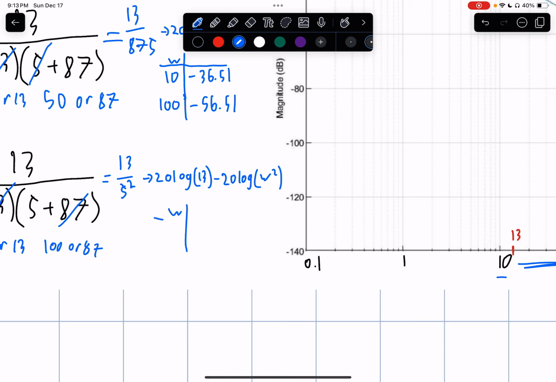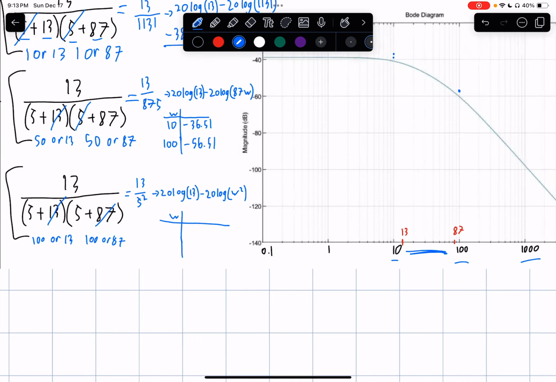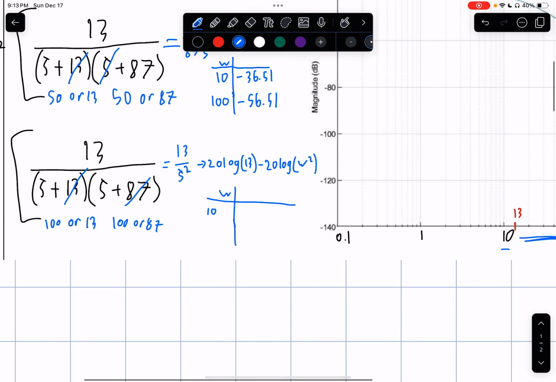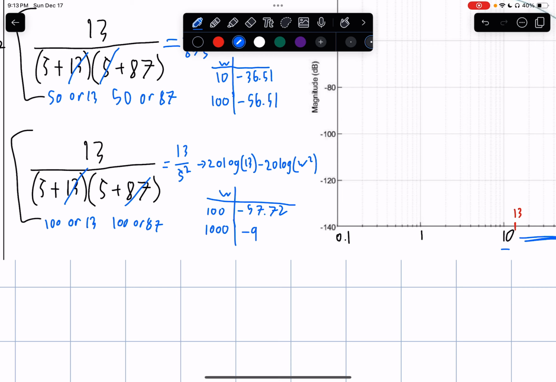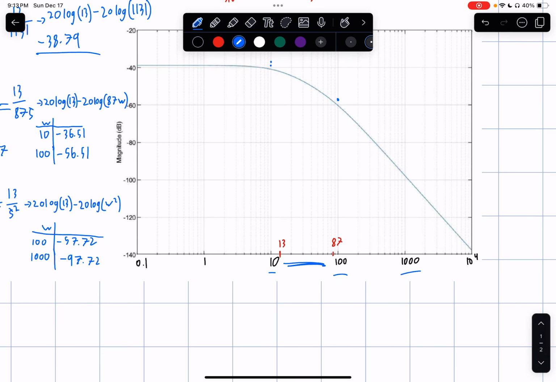Okay. And we'll do the same thing as we did before. We're going to do a small table. So anytime w is left over, or s is left over, you'll make a table. In this case, I am going to use the values of 100 and 1,000. So we'll plug those in real quick. So 100 is going to give me negative 57.72, and 1,000 is going to give me negative 97.72.